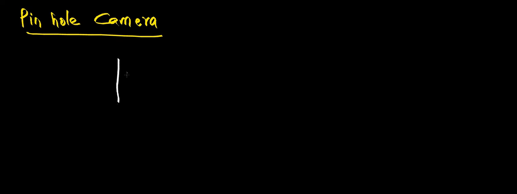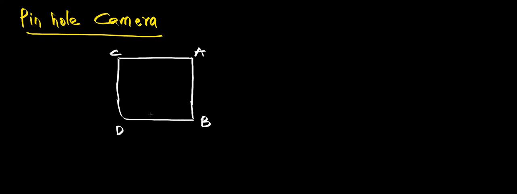Okay, so what we do in a pinhole camera is we just take a box. Let this be the AB side, let this be the CD side. On the AB side, we just keep a small hole. Why can't we keep a big hole? If you keep a big hole, the image gets blurred. If you keep a small hole, the image will be sharp.